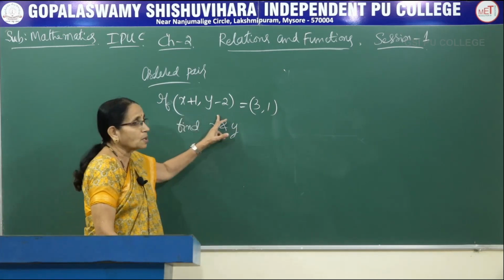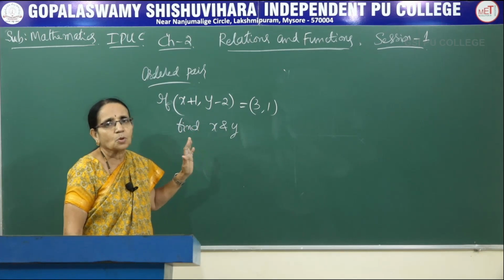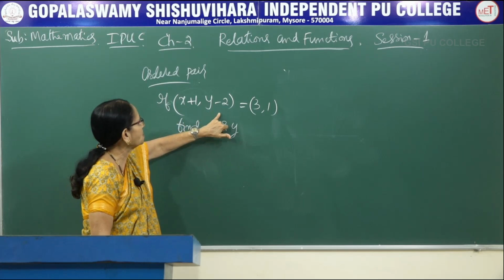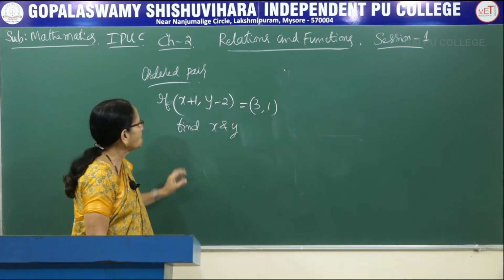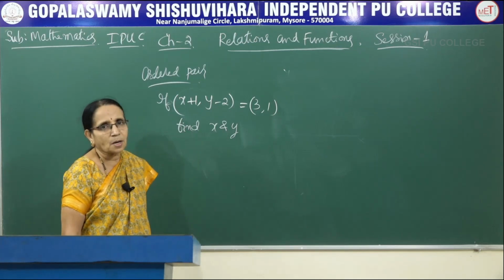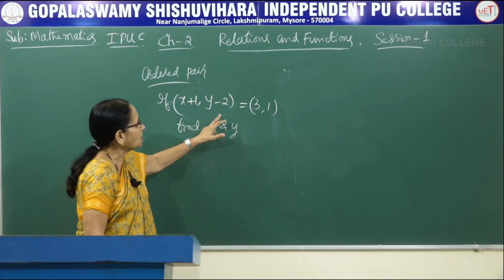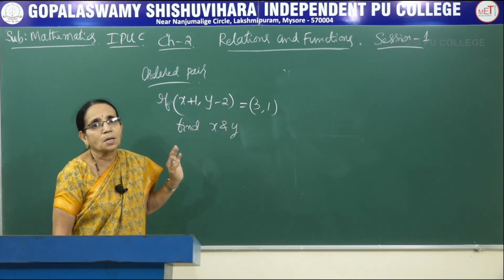Or there may be only one unknown quantity also, but generally for a 1 mark question, 2 unknown quantities would be there. So if x plus 1 comma y minus 2 is equal to 3 comma 1, find the values of x and y. Now look here, two ordered pairs, just now I told you, two ordered pairs are equated to each other.